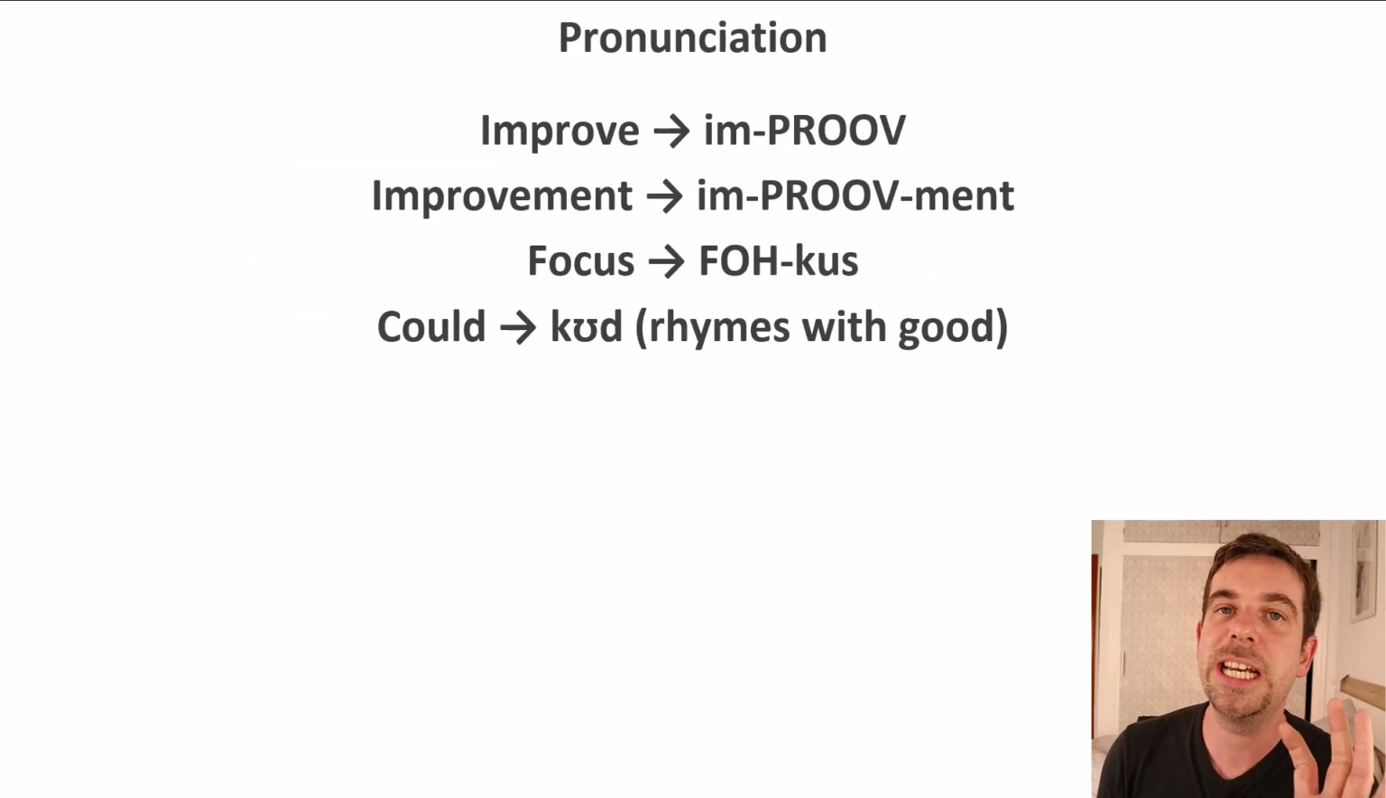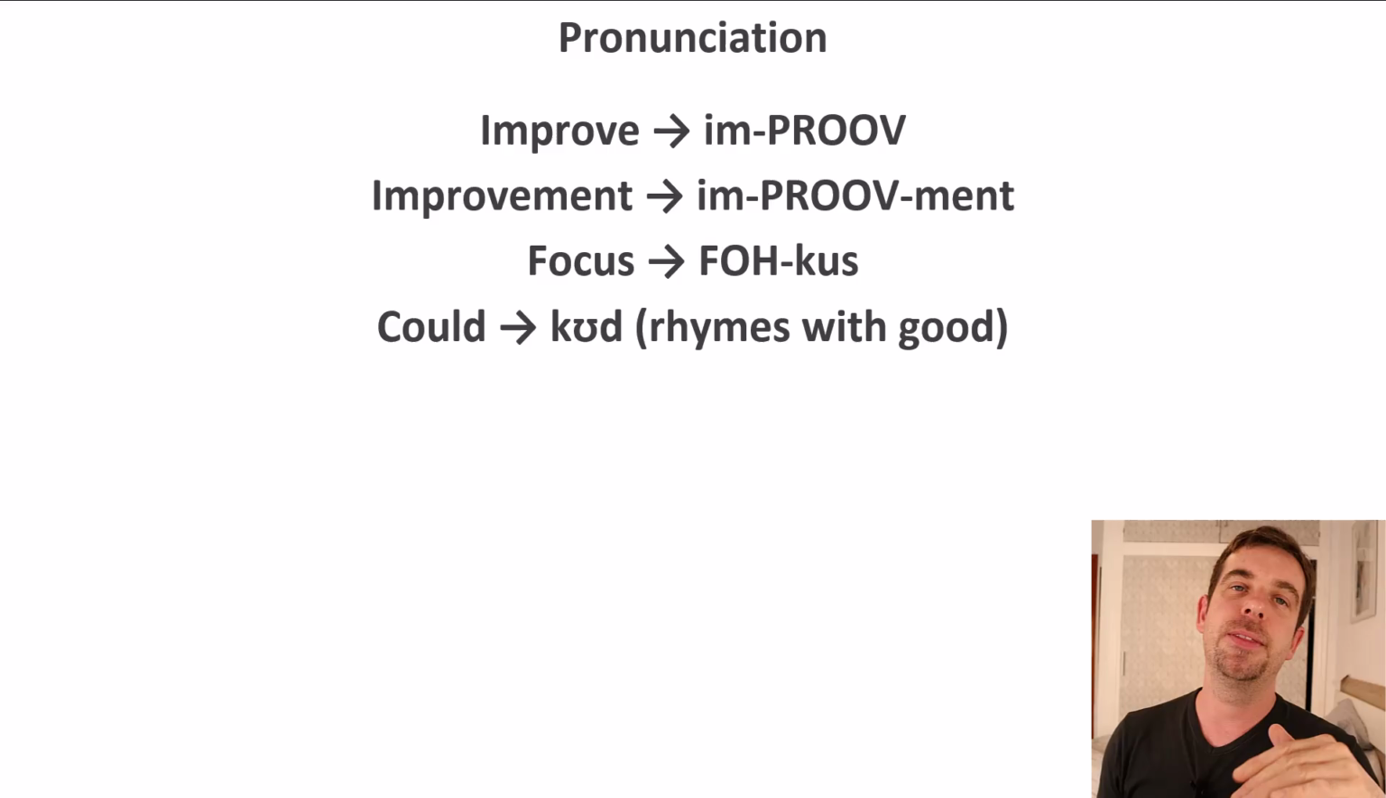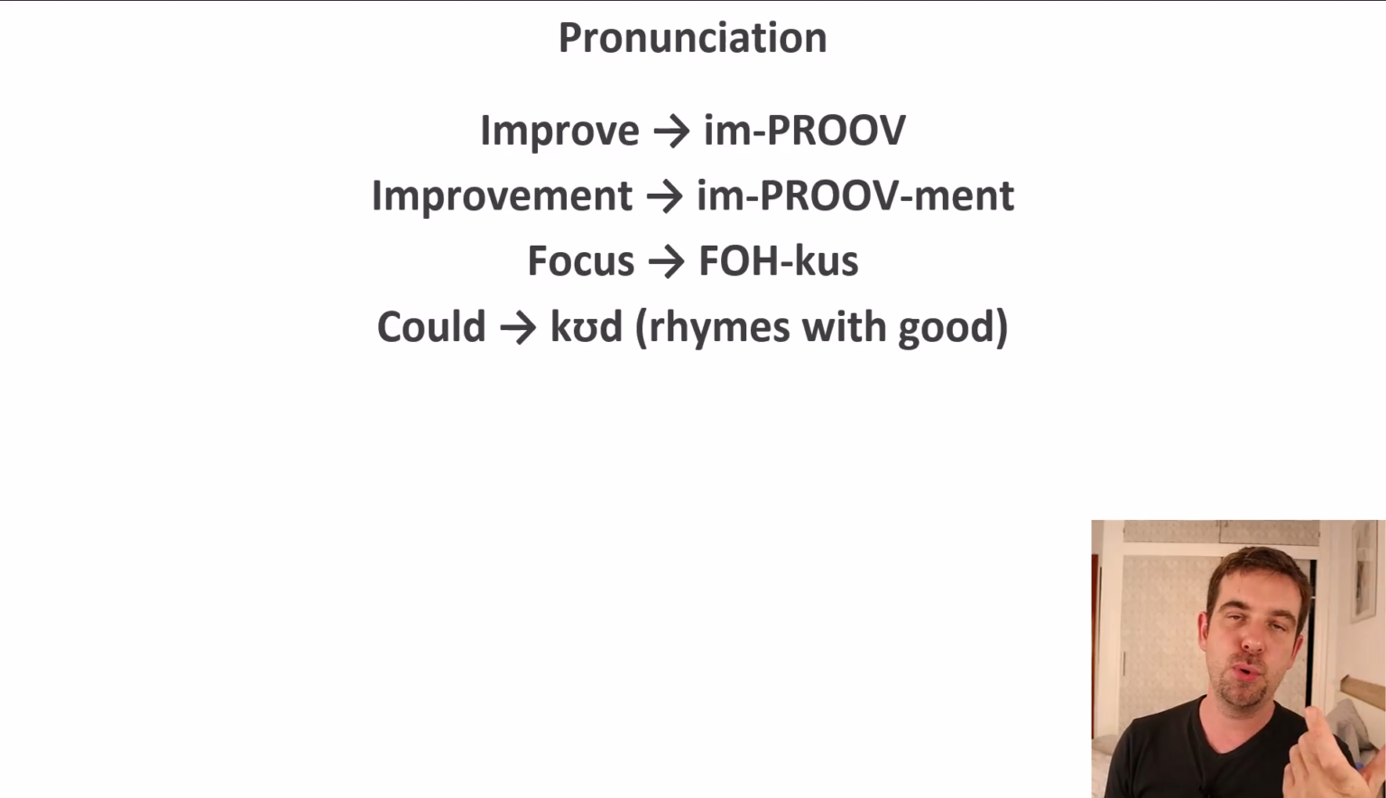Now, the pronunciation here is "improve". With the V, the teeth are touching the lips below. Improve. Improve. And the next word is the noun, because improve is a verb, and the noun is improvement. Improvement. The next word is focus. It's very, very important with the pronunciation that the first syllable is strong: focus. The strong syllable is the first syllable, focus.